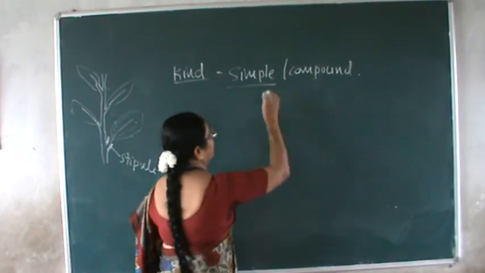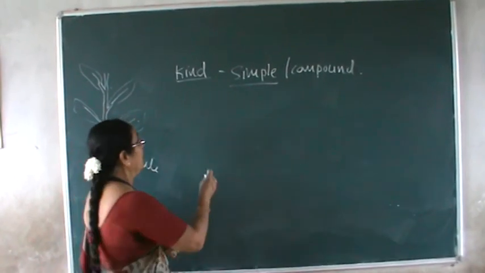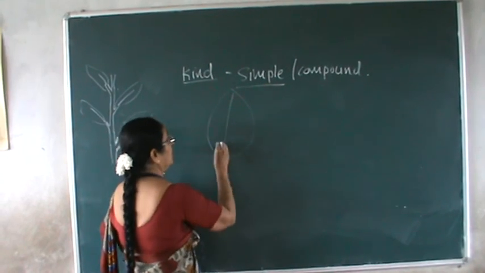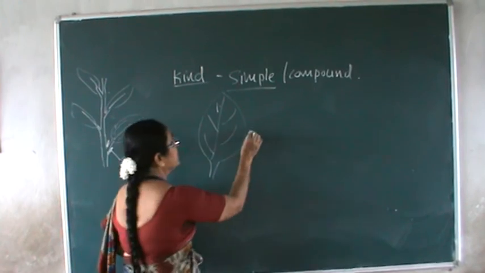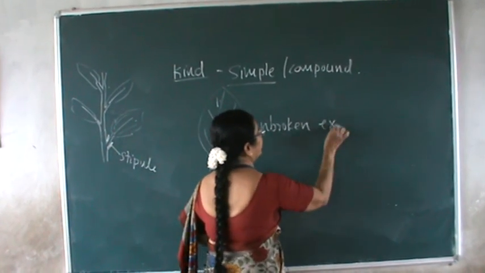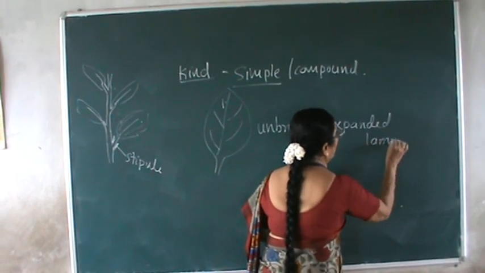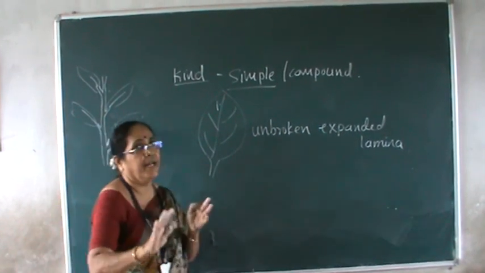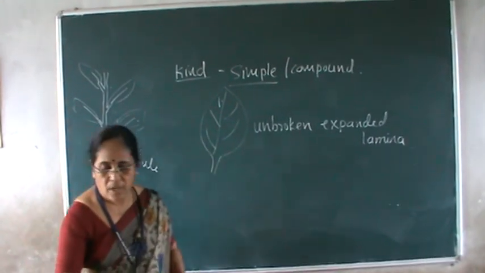Simple leaf: the leaf having unbroken expanded lamina. This is a simple leaf. This is unbroken expanded lamina. It's not broken at all. It is a simple leaf. If it is simple, no further description, you have to write it as simple. That's it.